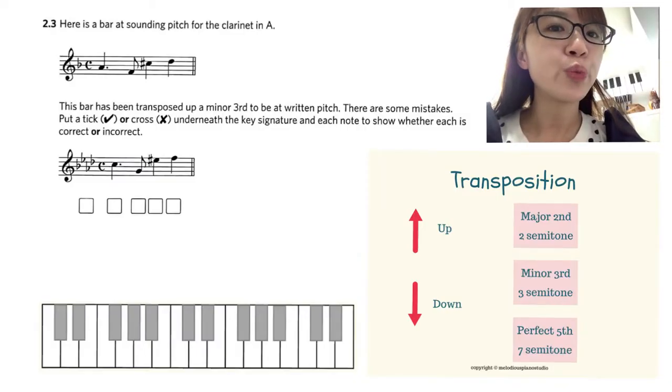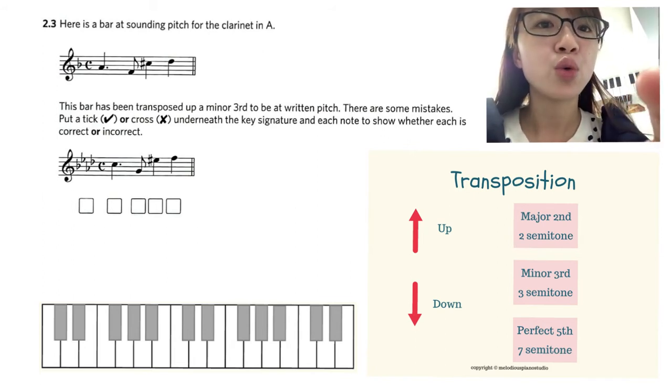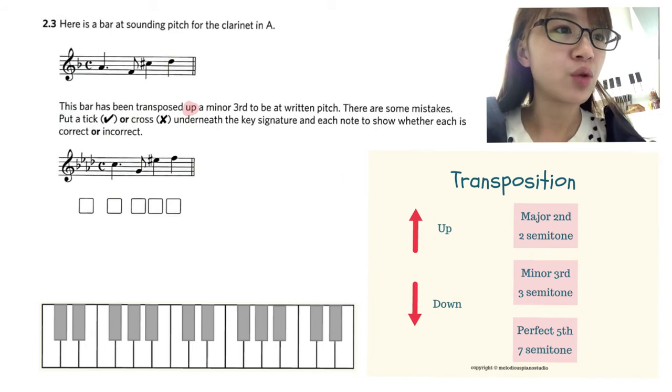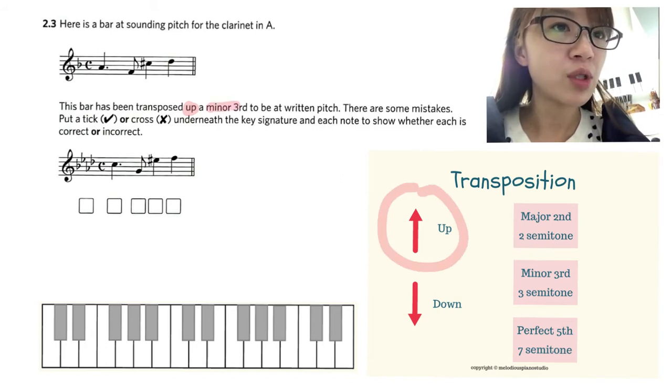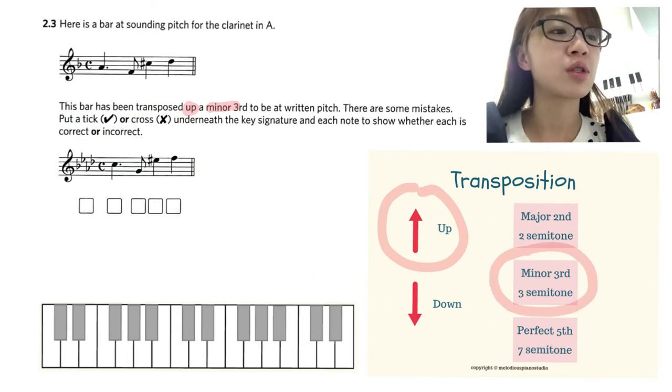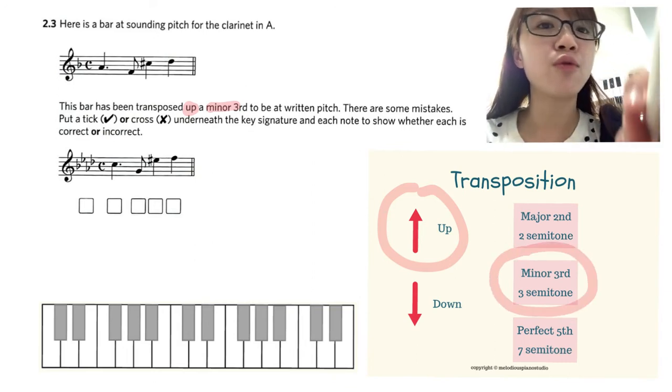Question 2.3 is about transposition. The first thing, we look into the instructions. So we need to know the direction is transposed up. In this case we have this and transpose up a minor third. A minor third gives us three semitones. That is what we need to know for now.